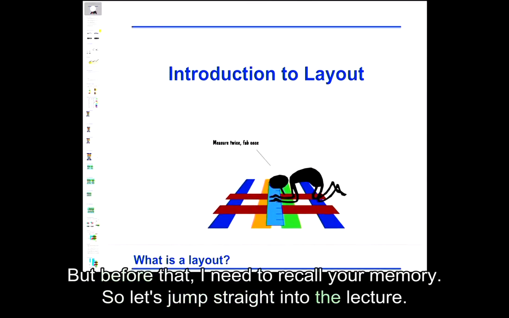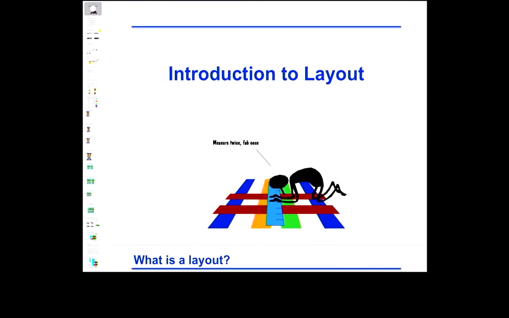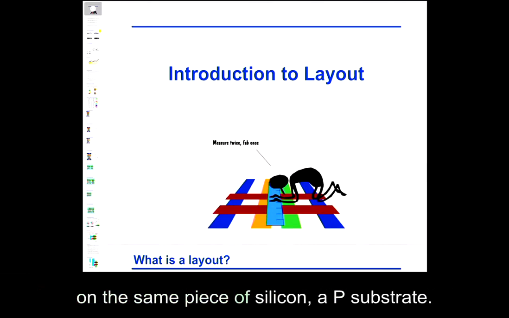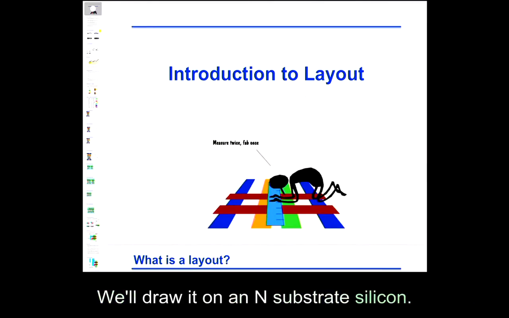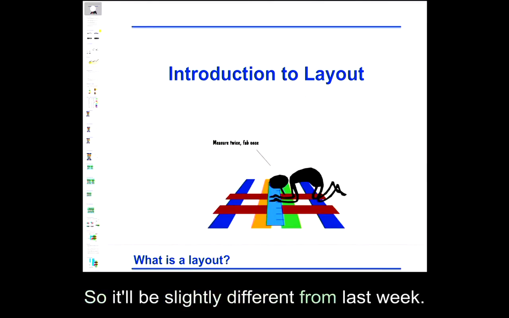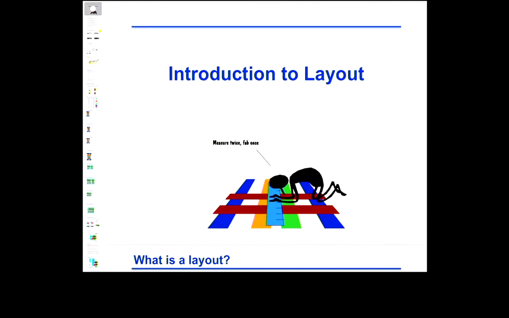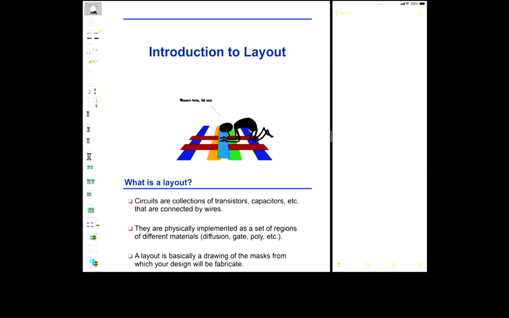But before that, I need to recall your memory. So get a piece of paper or on your iPad, laptop, whatever. Draw the cross-section area of a PMOS and an NMOS on the same piece of silicon. Let's try this one: we'll draw it on an N substrate silicon. So it'll be slightly different from last week. Last week we've been drawing the MOSFETs on P substrate. So this time, try to draw it on an N substrate. I'll give you 3 minutes.